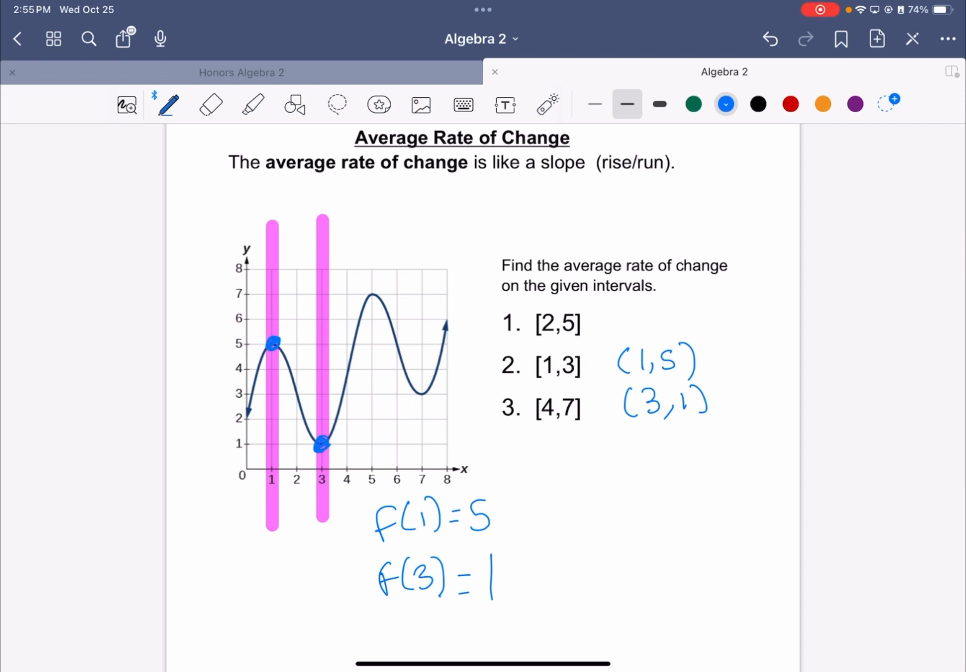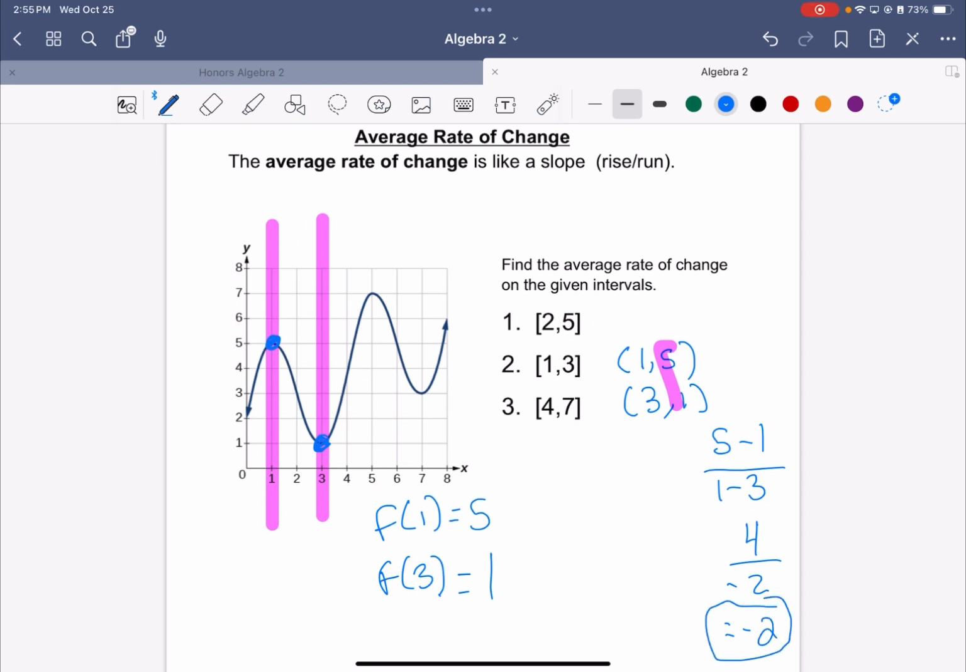Now we find the slope. Y's, 5 minus 1. X's, 1 minus 3. 5 minus 1 is 4. 1 minus 3 is negative 2. 4 divided by negative 2 is negative 2. That's the slope. If you look at it, down 4, 1, 2, 3, 4, over 2. There's the line that I'm looking for, my average rate of change. Okay. Questions with those two?